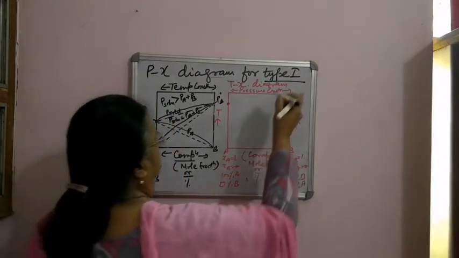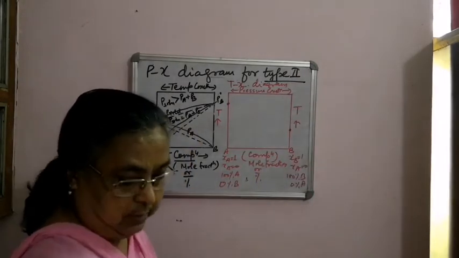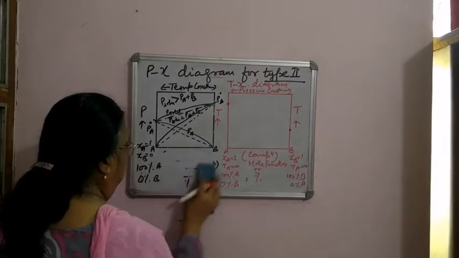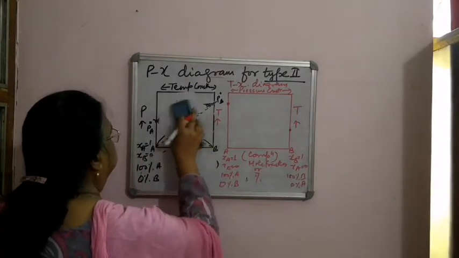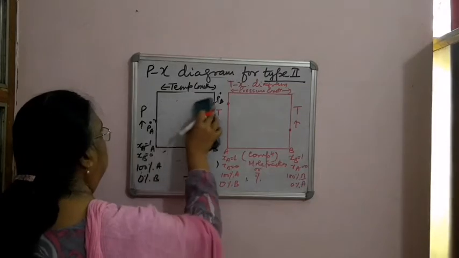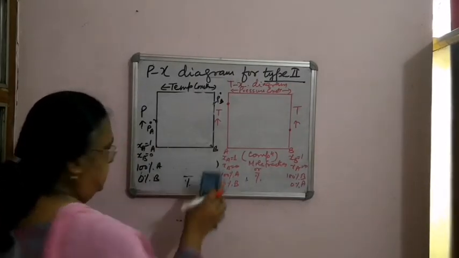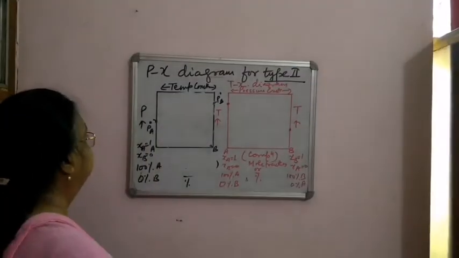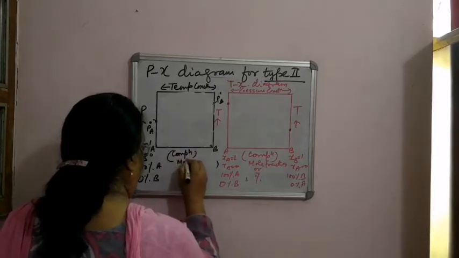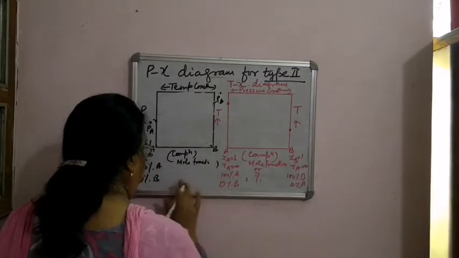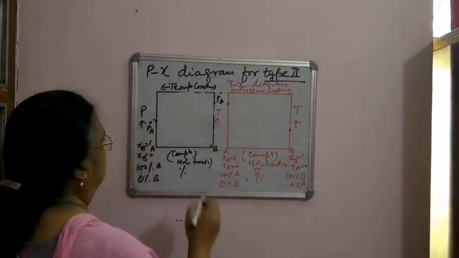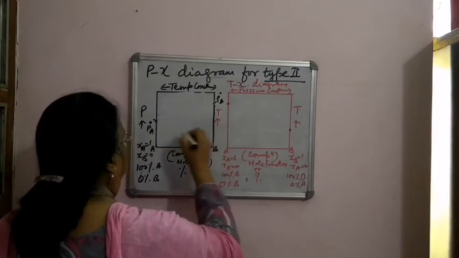PX diagram for type 2. PX diagram for type 2 I'll do for you. And so here in this I do that. Draw again this box. Rest of the things will be the same. Here, composition, mole fraction, and here is percentage, and rest of the things are the same. I'm not writing it again and again. In your notes, you can do it.